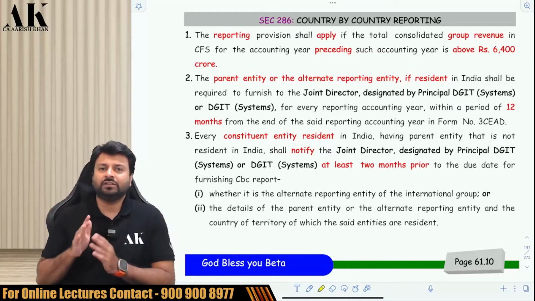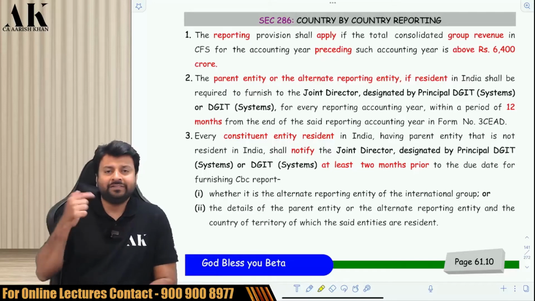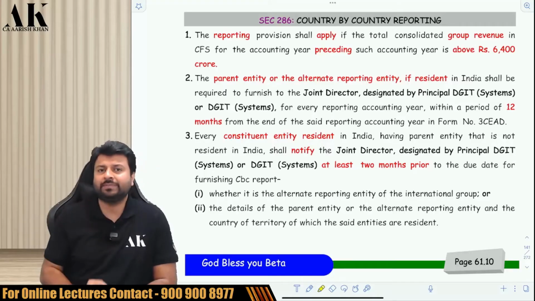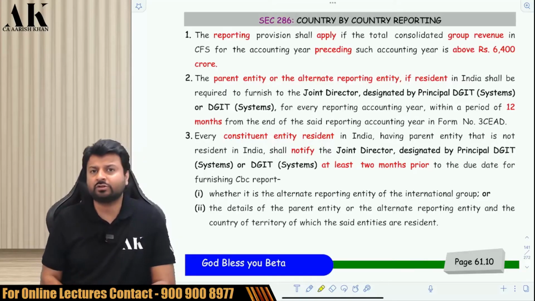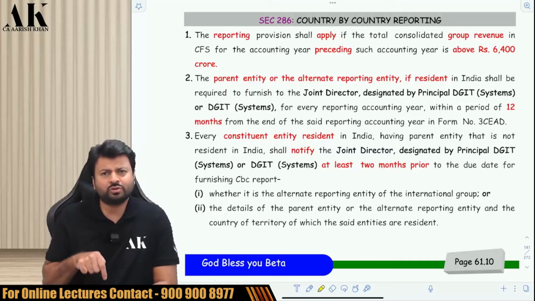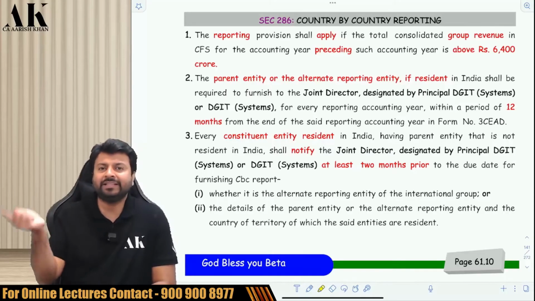So for example, Sony Japan will file in Japan, and if India wants that information, then India and Japan will have an automatic exchange of information agreement, and through that agreement Sony Japan will share that information with the income tax authority in India. Okay, so in India also Sony is there, but Sony's parent company is not in India. So wherever the parent company is, that country will file what?